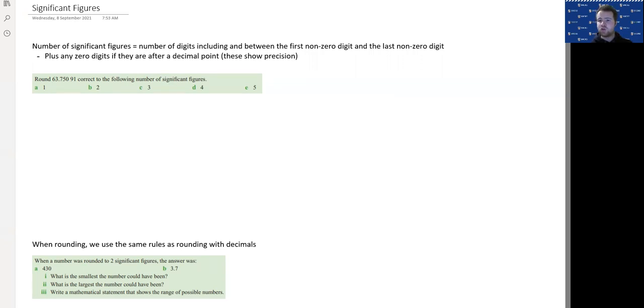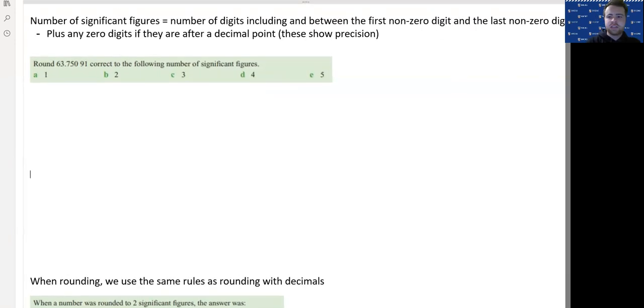So in short, we look at the first non-zero digit and we're looking for the last non-zero digit, okay? And then there is that other case, which we'll talk about in a bit, of zeros after the decimal point that we need to account for too. Okay, so let's do some rounding.